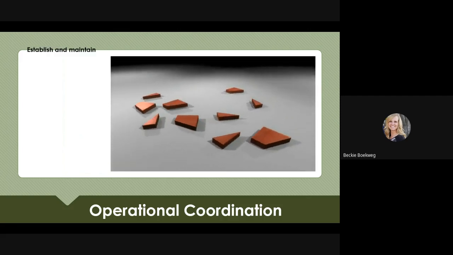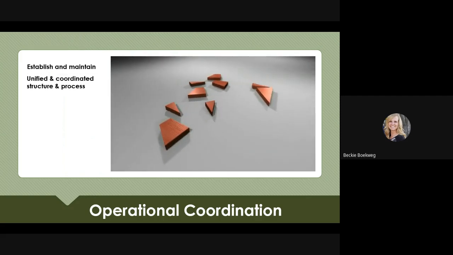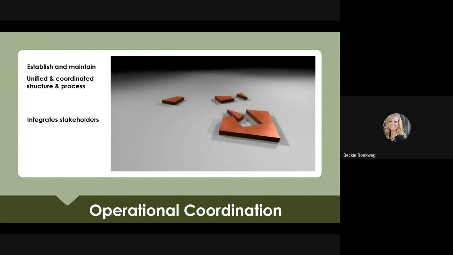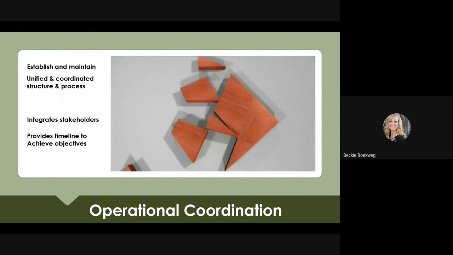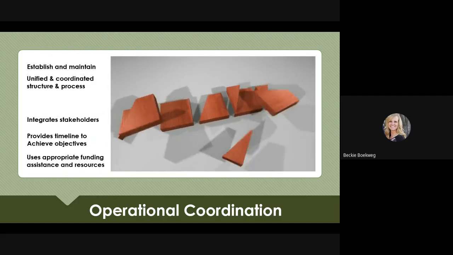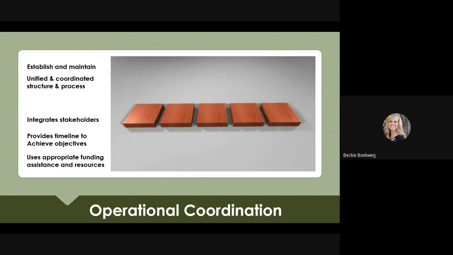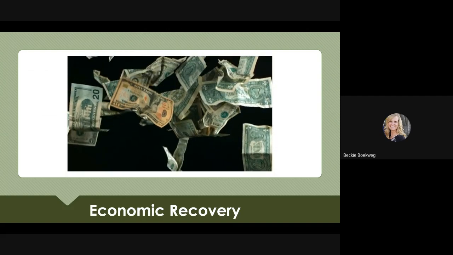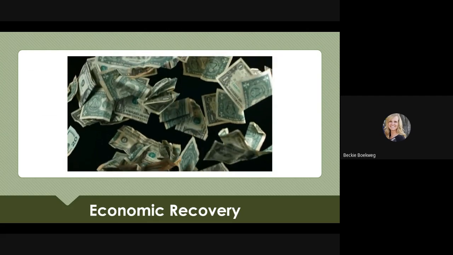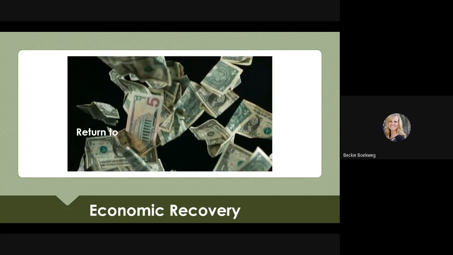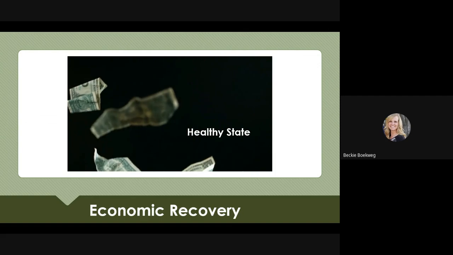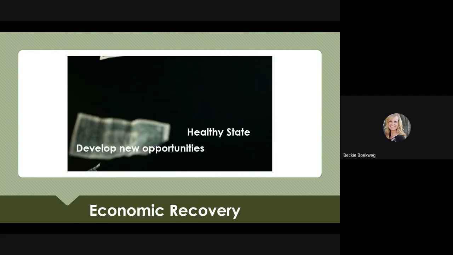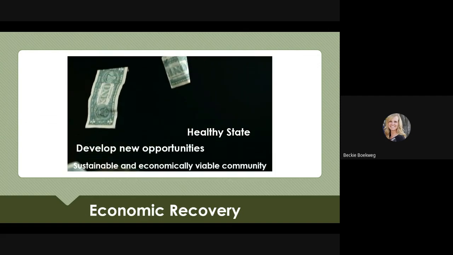It will establish and maintain a unified and coordinated operational structure and processes that integrates critical stakeholders, provides a path and timeline to achieve recovery objectives, and uses appropriate federal, state, local, and non-governmental assistance and resources. Fourth is economic recovery. This objective returns economic and business activities, including food and agriculture, to a healthy state and develops new business and employment opportunities that will result in a sustainable and economically viable community.